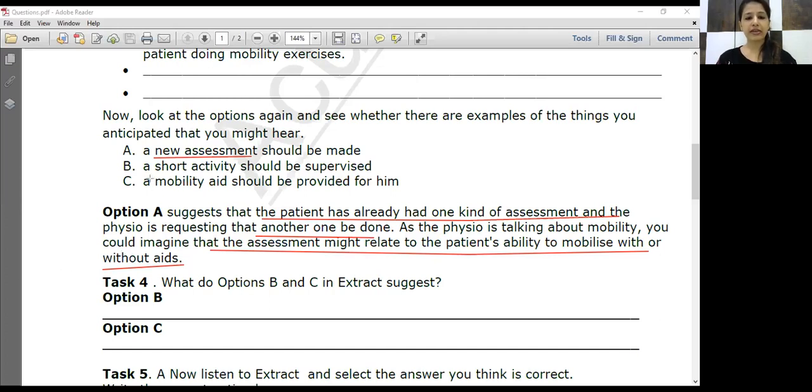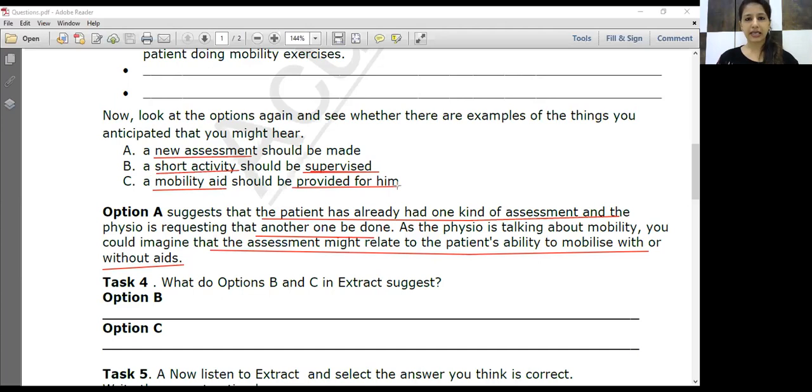Now, if B is correct, a short activity should be supervised. That means it is not about any assessment, but a specific activity that needs to be supervised. And a mobility aid should be provided for him, right? So all three options are different. All three of them have a different focus.